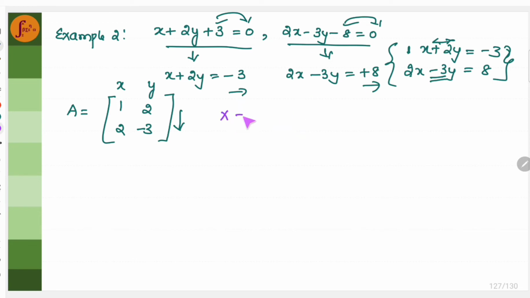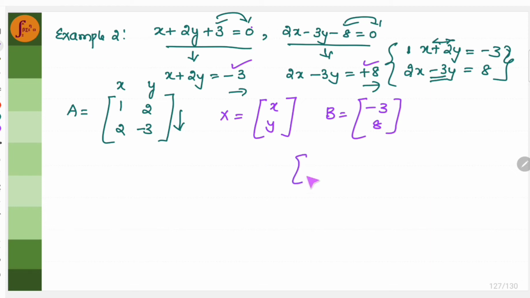Next one is we'll put matrix X. This is the matrix of unknowns, that is x and y. Simple, right? There's nothing to think about here. Just put x and y. Then the next one is matrix B. Matrix B is the matrix of constants. What are the constants here? Minus 3 and 8. That's why we always have to put these constants on the right hand side. Otherwise, don't get confused and put the constants as, since you have 0 here, don't make it 0, 0.